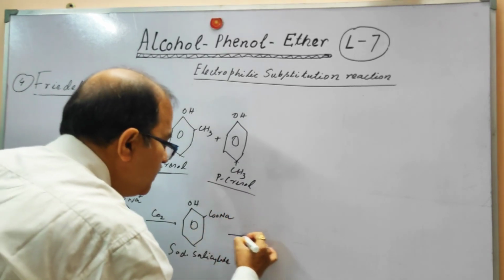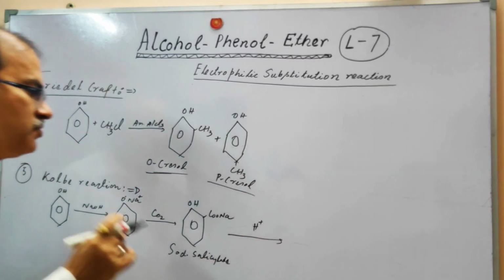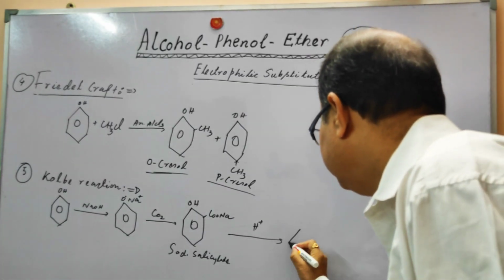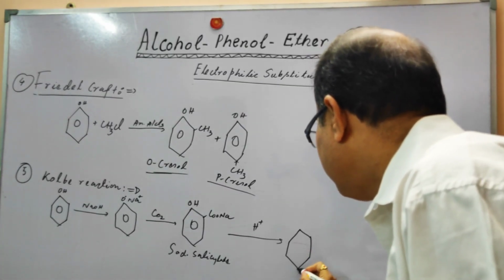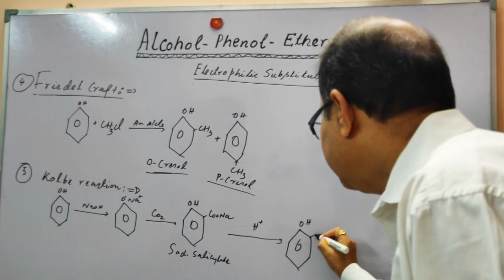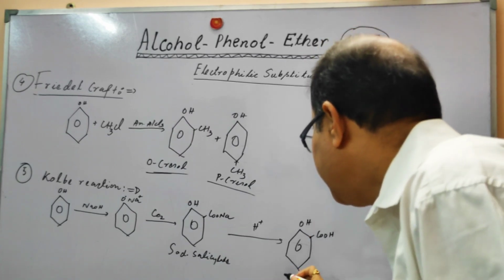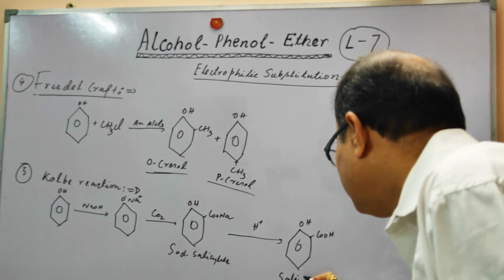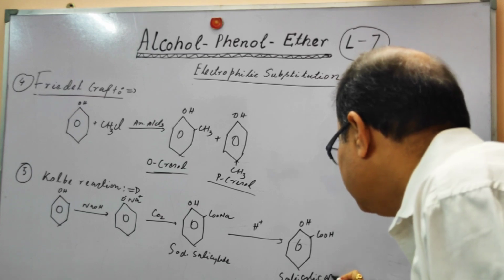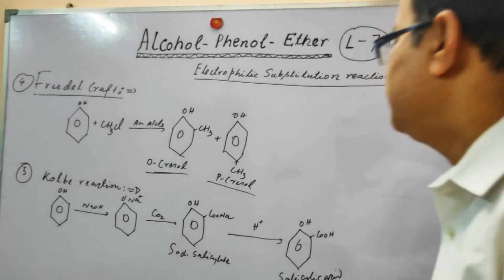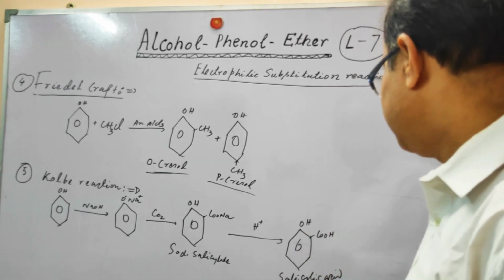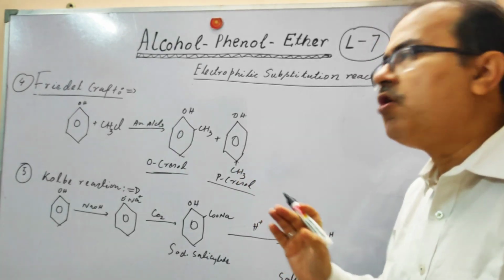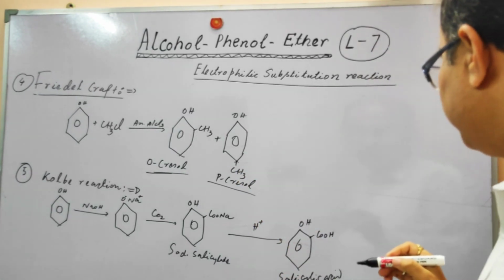And this sodium salicylate, when it is hydrolyzed in presence of dilute HCl, is going to produce the very important compound called salicylic acid. The name of this compound is 2-hydroxybenzoic acid. And this is the product, salicylic acid, that has a lot of applications that we will be able to discuss now.